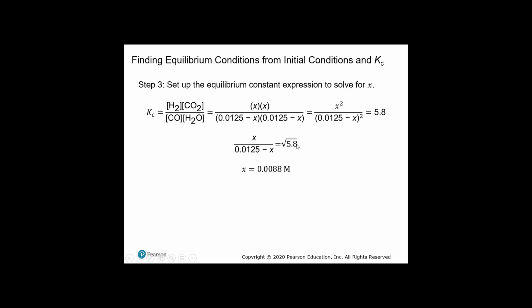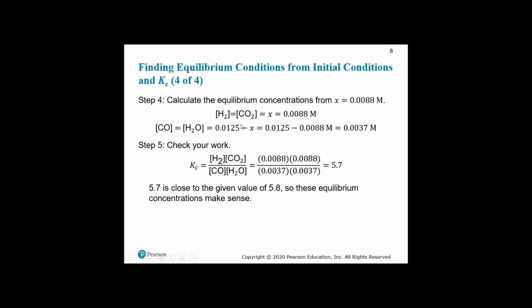And then we have the square root of 5/8. So we work that out, and x is 0.00088. Okay, so now that we have that, we can plug it back in. We now know the concentration of our reactant, remember they're identical, is 0.0088 molar. So we're going to plug this value in wherever X is, and we get the concentration for our reactants.